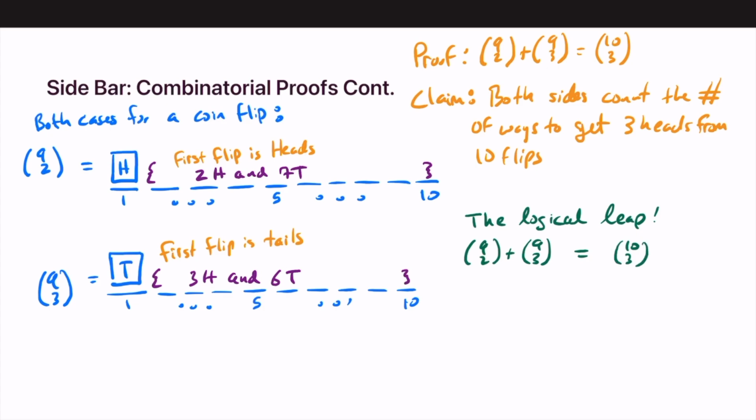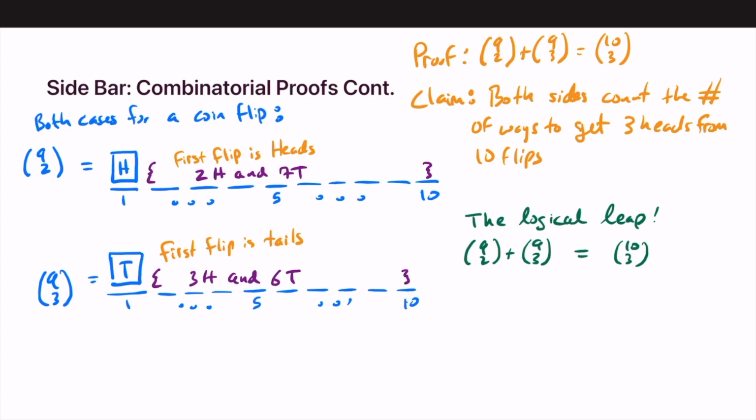And why? Because 10 choose 3 is 10 flips choosing 3 heads. And both of these things together, 9 choose 2 plus 9 choose 3, is like saying, give me all the cases where we have 2 heads and 7 tails, and this is the remainder of the probability space, 3 heads and 6 tails. So they're essentially counting the same things. This is the entire probability space of 10 coin flips packaged into one n choose k. And this is the entire probability space as well. It's just packaged into the other 2 halves.